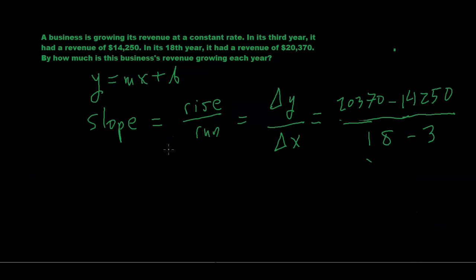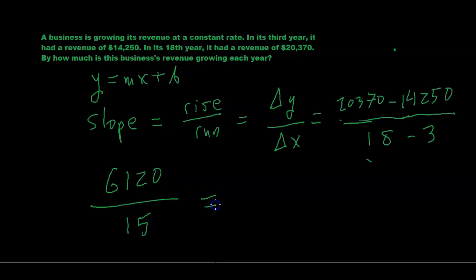What is 20,370 minus 14,250? That's 6,120. If you go from 14,250 to 20,370, you increased by a positive 6,120. What's the difference in the x coordinate? That's 18 minus 3, that's 15. If your x coordinate goes from 3 to 18, you increase by 15. Or if you went from your third year to your 18th year, you increased by 15 years.